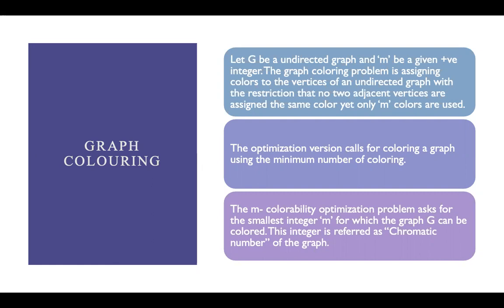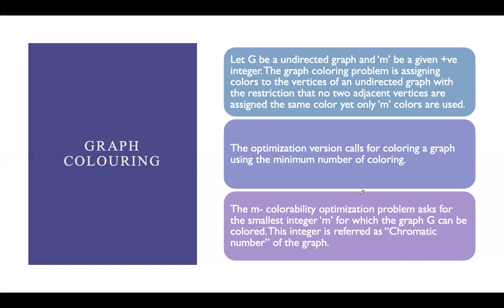Optimization of this graph coloring problem calls for coloring a graph using the minimum number of colors. Say I give you a graph and ask you to color it, you must always try to optimize it. Optimization means you have to use the minimum number of colors to color that particular graph.